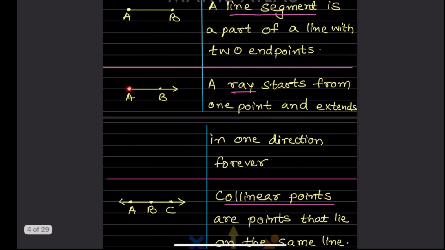Now in the next one we can see there is a fixed point over here and there is an arrow here. This is called a ray. A ray starts from one point and extends in one direction forever. Wherever there is an arrow, it can go to infinity, but here this point is fixed.